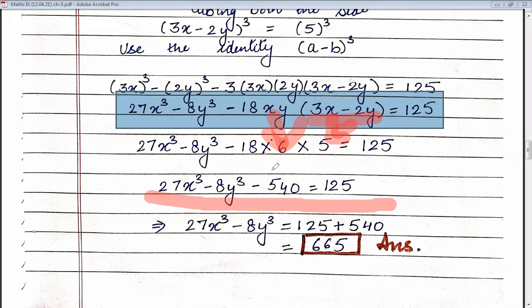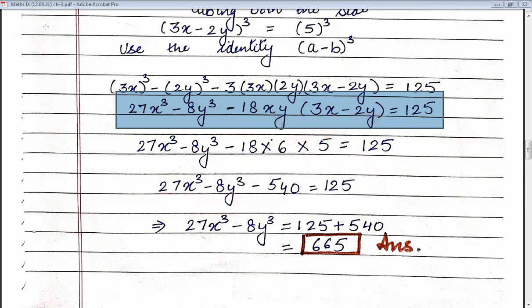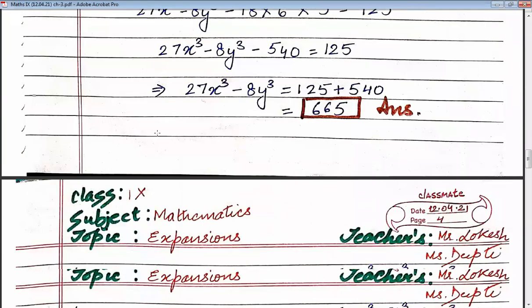Now just take this minus 540 on the right hand side. It will become plus 540 and this is your answer. Your answer is 665. So now children, this is 27x cube minus 8y cube is equal to 665. I hope children you are clear with this question.